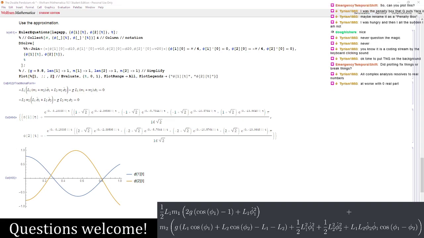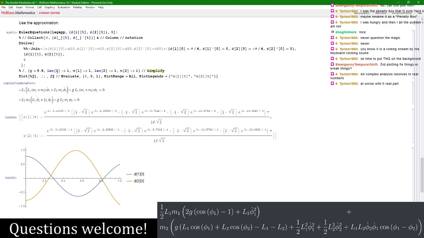Coding, TNG. Okay, so emergency. Did plotting fix things or break things? Plotting did neither. Plotting illuminated a problem. And that problem was that my inclusion of a negative sign on the gravity was incorrect. I was thinking about whether or not I should include it in the first place, and I ended up including it because the expressions that immediately came out were manifestly real, whereas these expressions include imaginary numbers. They include complex numbers.